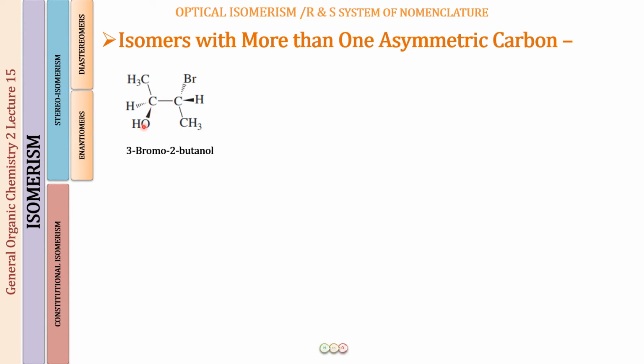But when I look at this side, I see an OH projecting forward and a bromine projecting backwards. So these are not going to be identical groups equidistant from this center of symmetry. So this cannot be the center of symmetry. So no center of symmetry, no plane of symmetry. This molecule is going to be dissymmetrical.